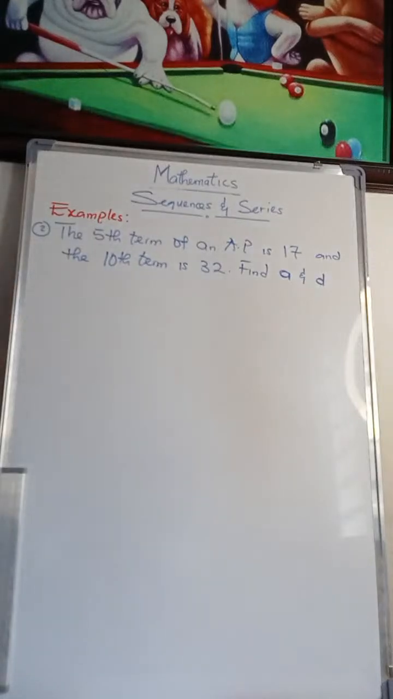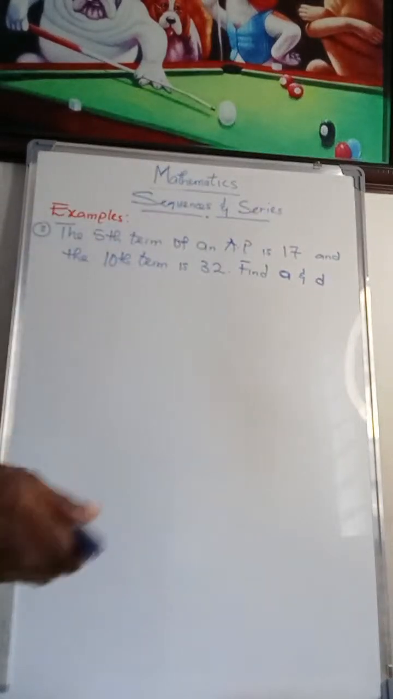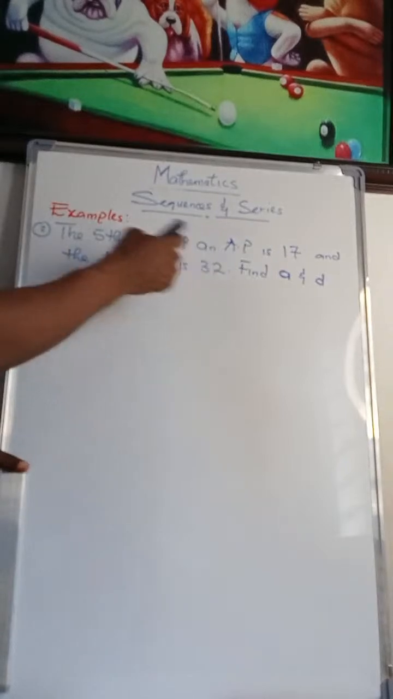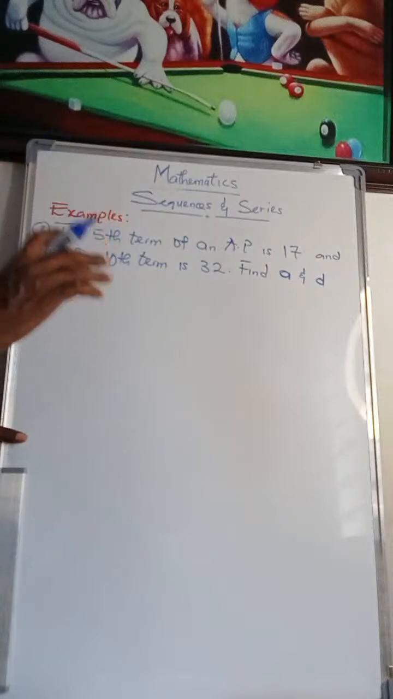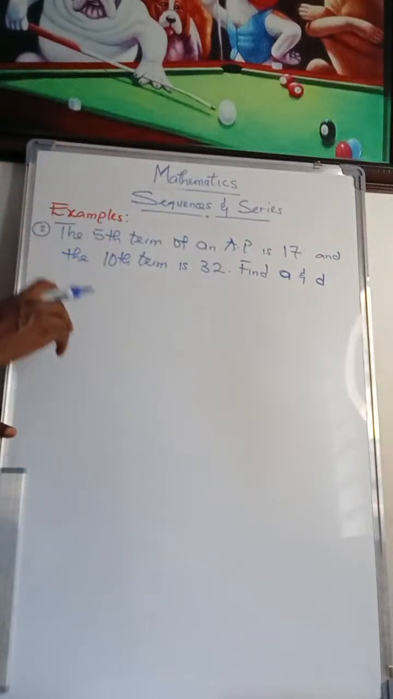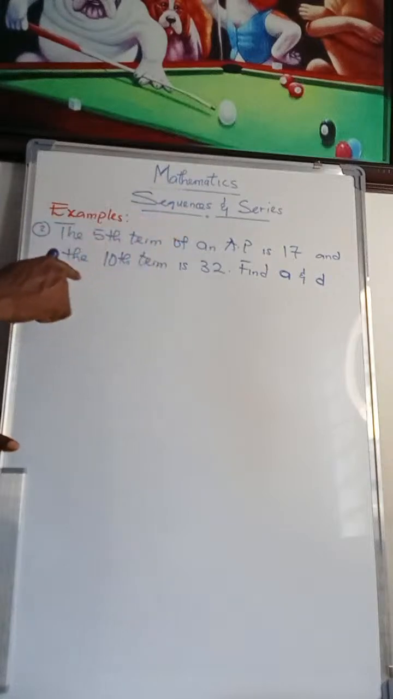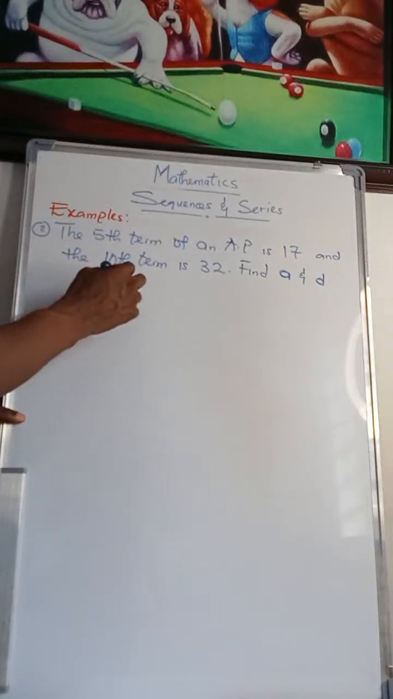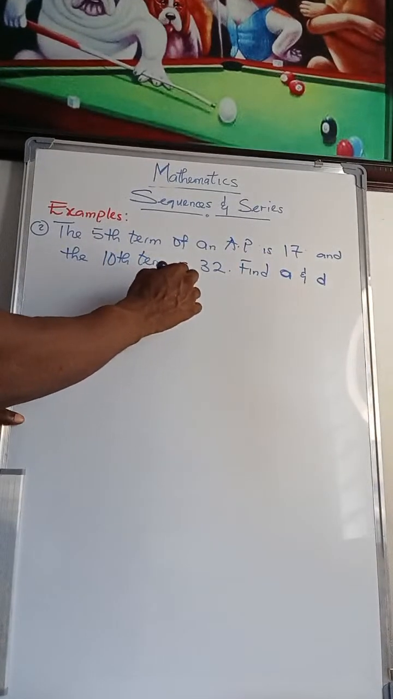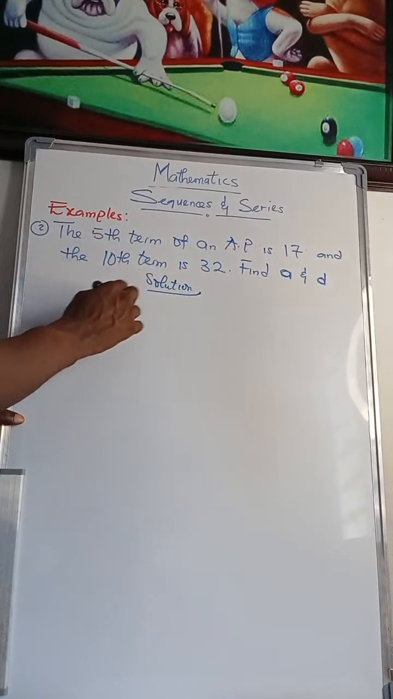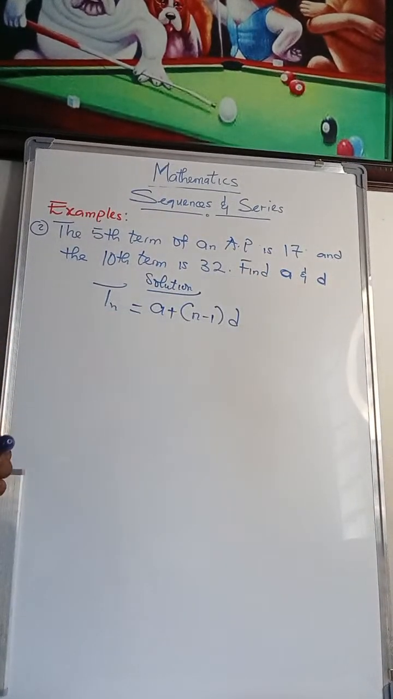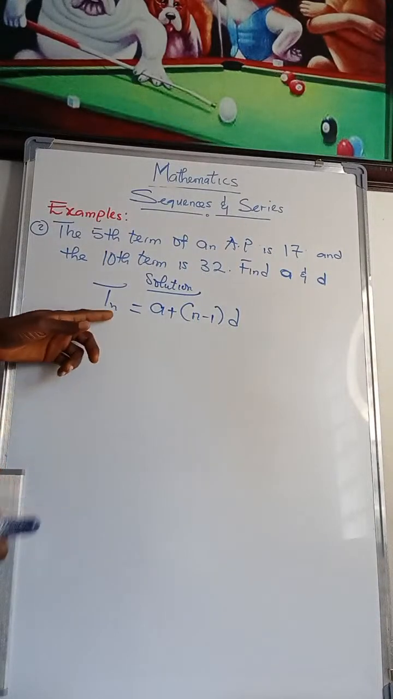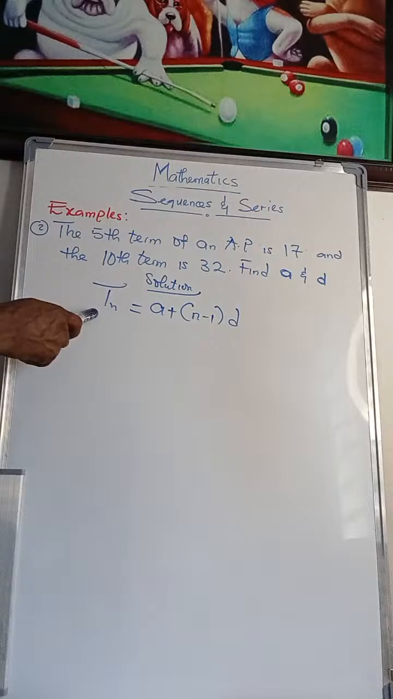All right, so now we have the fifth term of an AP to be 17, and we have the 10th term to be 32. So it means we have two equations and we're going to solve them simultaneously. But don't forget that for an AP, if you want to find the nth term, this is the formula that we use: Tn equals a plus n minus 1, close bracket, d. That is what we use to find the nth term of an AP.